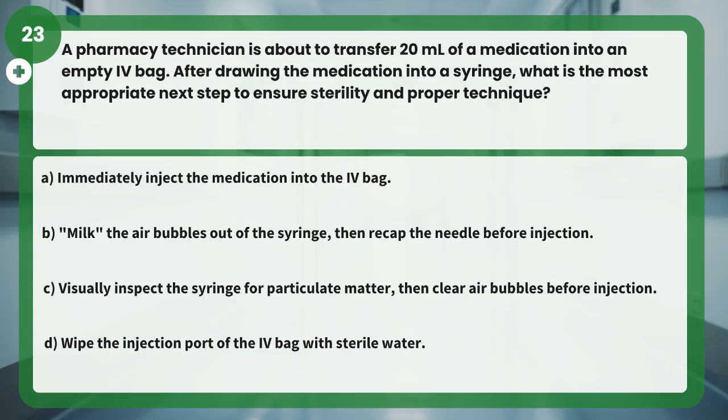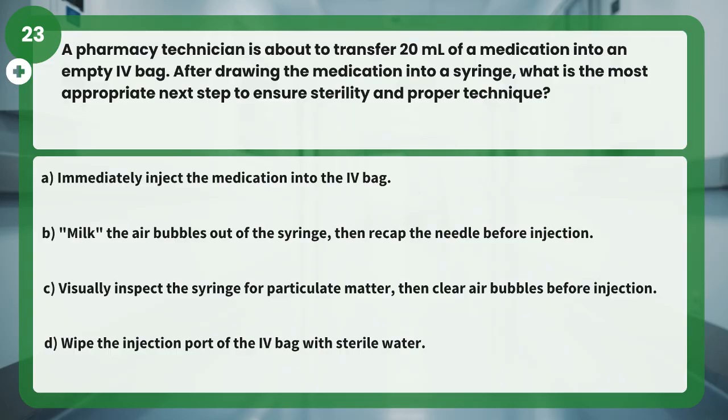Question 23. A pharmacy technician is about to transfer 20 milliliters of a medication into an empty IV bag. After drawing the medication into a syringe, what is the most appropriate next step to ensure sterility and proper technique?